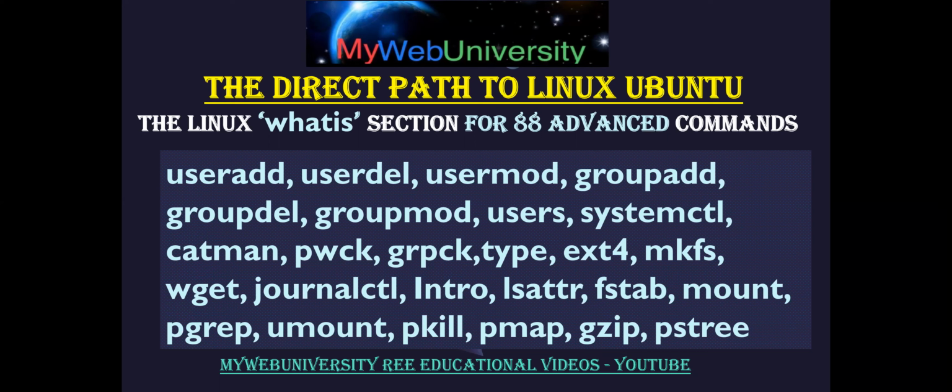wget, like curl, does the download. journalctl, which is for the systemd journaling system. intro, which is like an introduction for the entire shell and bash and everything else. lsattr, fstab, mount, pgrep, umount, pkill, pmap, gunzip, gzip, ps.